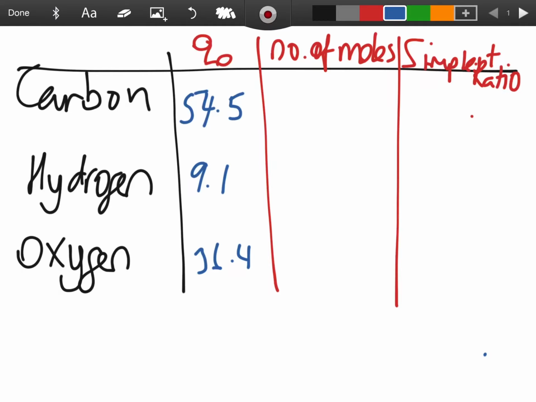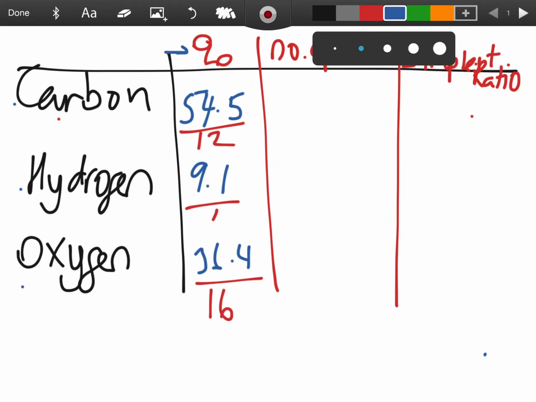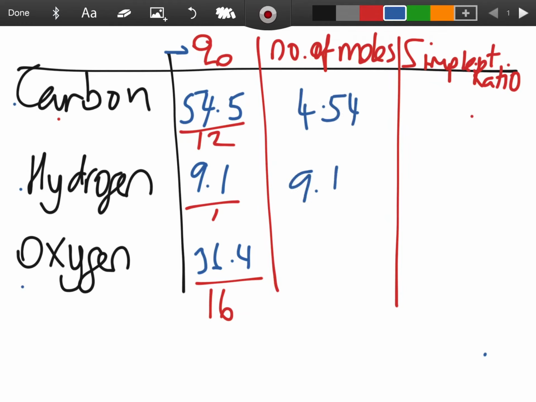So they told you that there was carbon, hydrogen, and oxygen present in the compound, and they gave you the percentages as well. So remember the steps. Your first step all of the time is to calculate number of moles. So that's what I'm going to do now. So we're going to divide this by 12 because the AR for carbon is 12. We're going to divide the 9.1 by 1 because the AR for hydrogen is 1. And we'll divide the 36.4 by 16, okay? And when you do that, then you're going to get 4.54, 9.1 obviously, and 2.275.